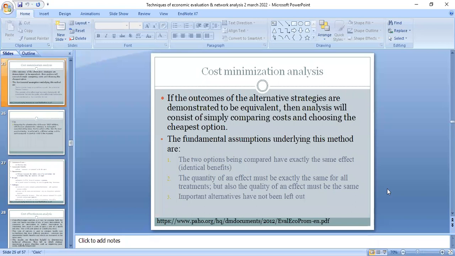While in cost benefit analysis, the output is also in monetary value. Now cost minimization analysis. If the outcomes of the alternative strategies are demonstrated to be equivalent, then the analysis will consist of simply comparing costs and choosing the cheapest option. The fundamental assumption underlying this method is that the two options being compared have exactly the same effect, that is, identical benefits. The quantity of an effect must be exactly the same for all treatments, but also the quality of an effect must be the same, and important alternatives have not been left out.